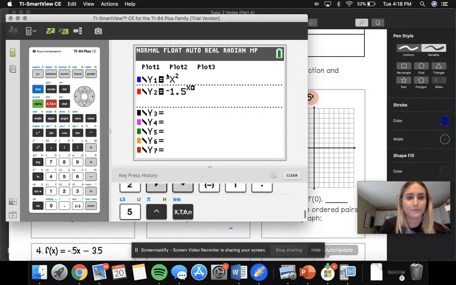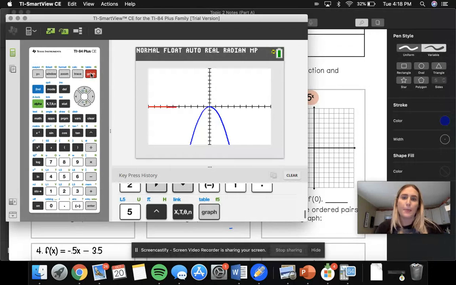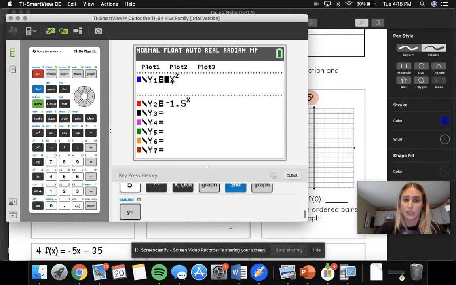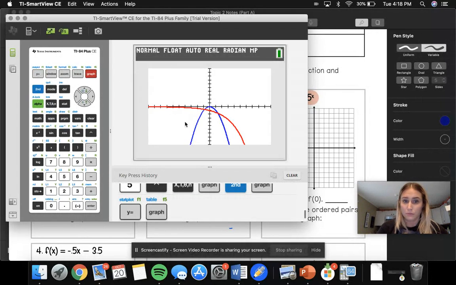Okay. Then when it looks like it's ready to go, I will hit graph just to visualize it. So I see a blue curve and a red curve. Okay. Now, I want to make a rough sketch, but I need ordered pairs or a table of values to do that. So I hit second graph. And now I have my inputs, I have my blue outputs, and I have my red outputs. So all you have to do is just make sure you match. This is blue, blue, blue.